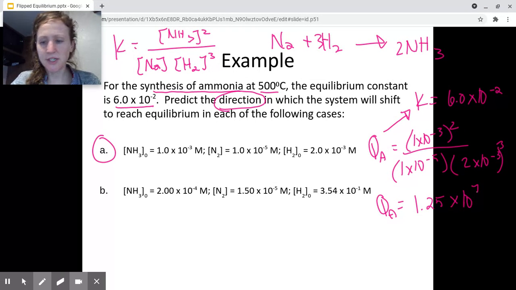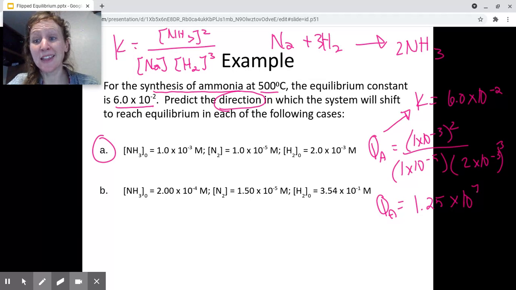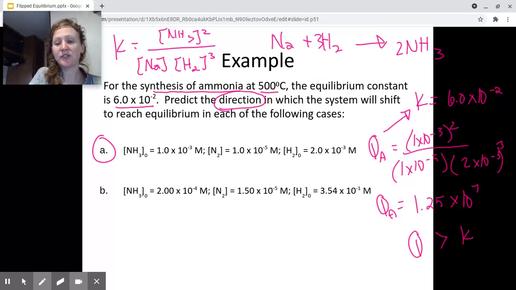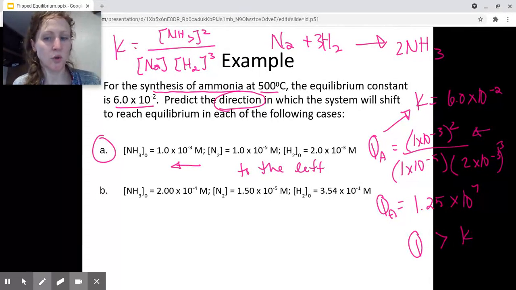Okay, in this first case, I got a Q of 1.25 times 10 to the 7th. So 12,500,000,000. No, 12,500,000. There we go. Either way, it's a lot bigger than K. So Q has to get smaller. So we're going to have to decrease products, which means we're going to shift this one to the left. This one will shift to the left in order to reach equilibrium.